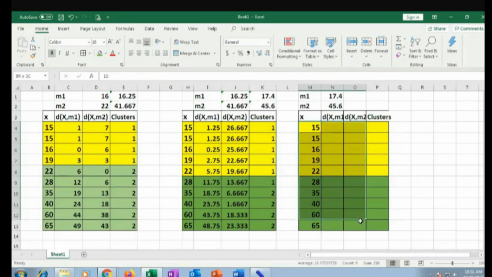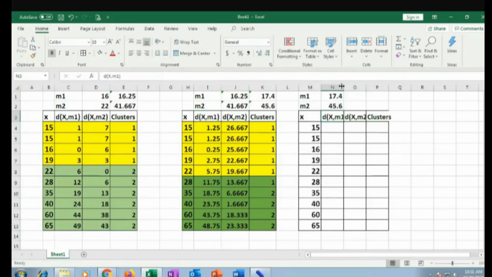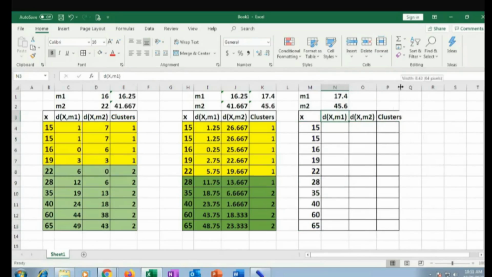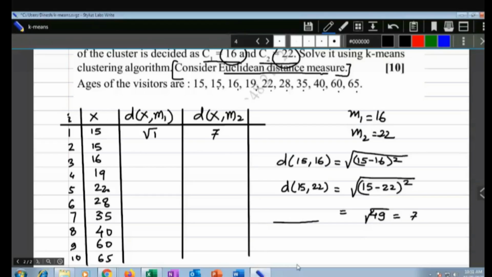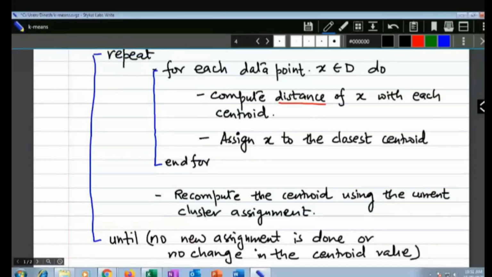I will remove the colors. Again the same thing. This is the third phase. If you can see the algorithm, for each data point we compute the distance and assign it to the cluster. We have just finished 1 and 2, and now we are going for the third phase. You do this until there is no new assignment or the centroid value doesn't change. It's one and the same thing.